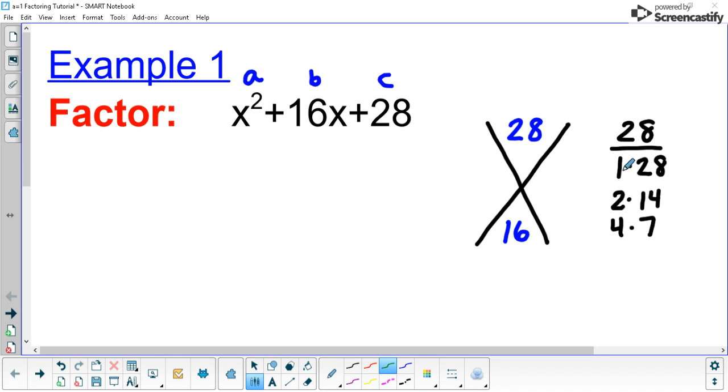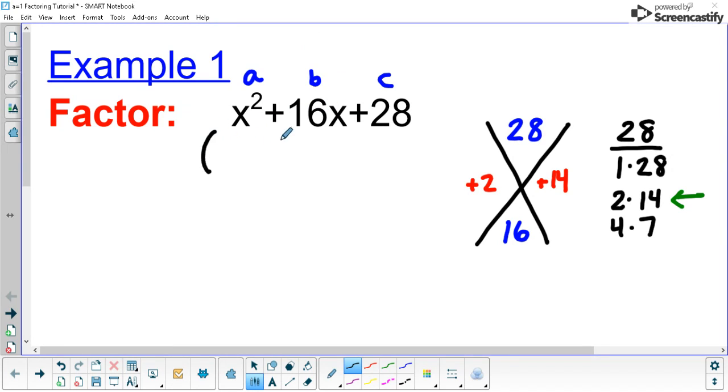Now, if we look, 1 and 28, those would add up to 29 or subtract to get a 27. 2 and 14 add to get 16, subtract to get 12. And 4 and 7 would add to get 11 or subtract to get a 3. So we need a 16. So the second option is the option that we need, 2 times 14. So on the side, we are going to write positive 2 and positive 14. And those are the numbers that we will use to factor x squared plus 16x plus 28.